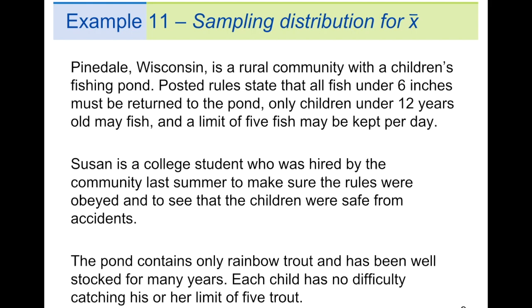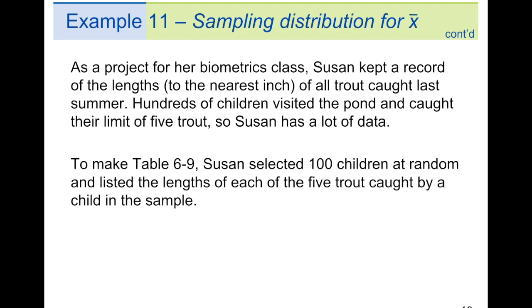The pond contains only rainbow trout and has been well stocked for many years. Each child has no difficulty catching his or her limit of 5 trout. As a project for her biometrics class, Susan kept a record of the lengths, to the nearest inch, of all trout caught last summer. Hundreds of children visited the pond and caught their limit of 5 trout, so Susan has a lot of data. To make the next table, Susan selected 100 children at random and listed the lengths of each of the 5 trout caught by a child in the sample.